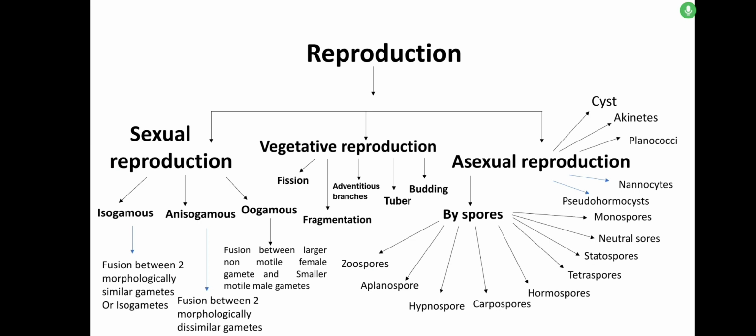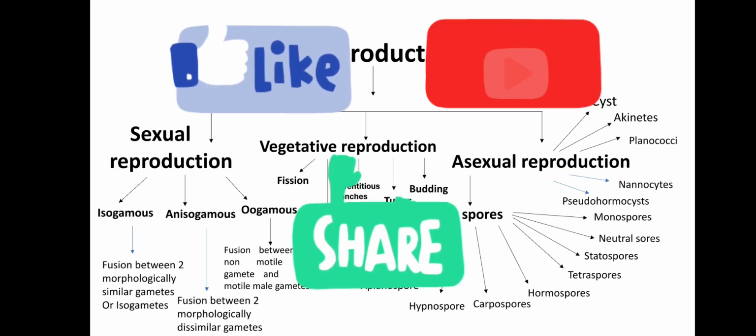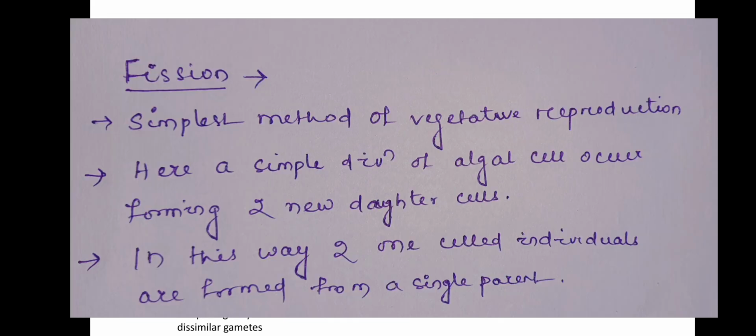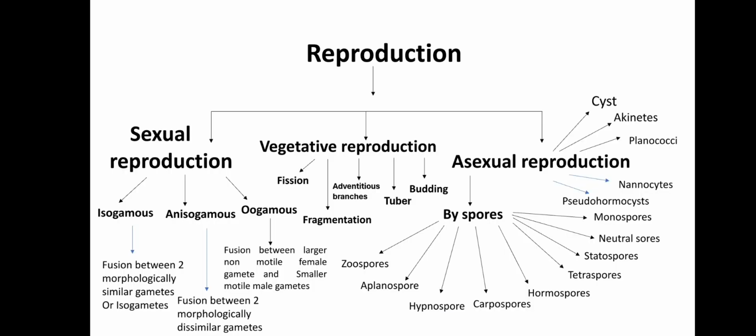Then the vegetative method of reproduction, where one part of the parent plant gets detached and germinates to form a new algal cell. There are different methods by which algae reproduce vegetatively and produce a new algal thallus. The first one is by fission. Fission is the simplest method of vegetative reproduction, where one cell division occurs forming two daughter cells.